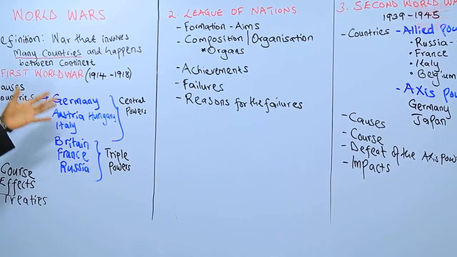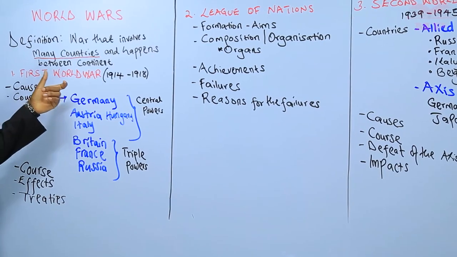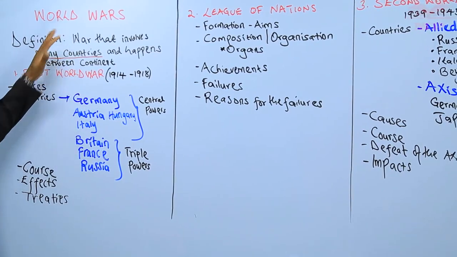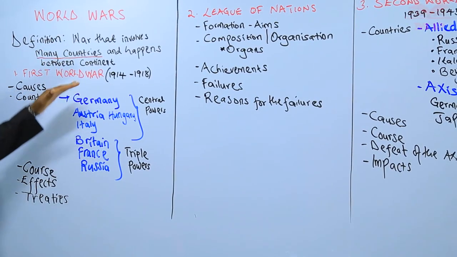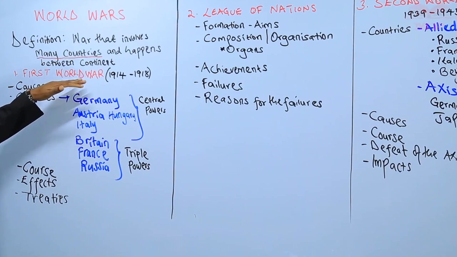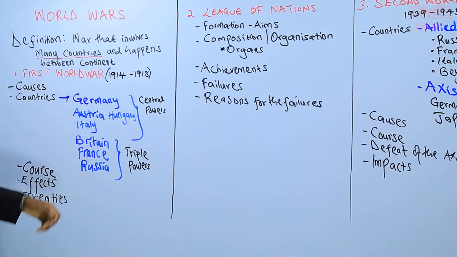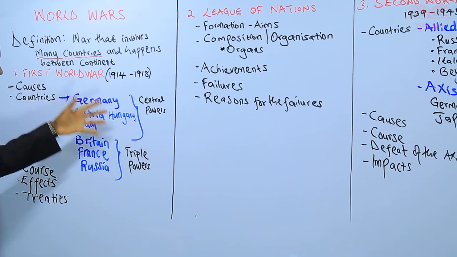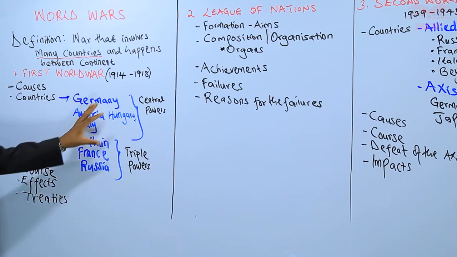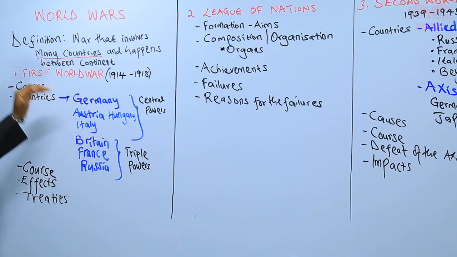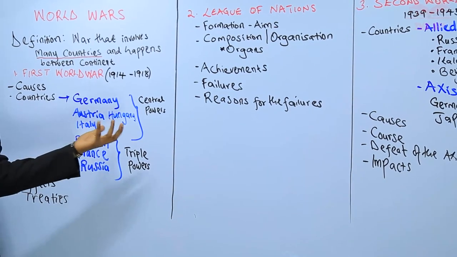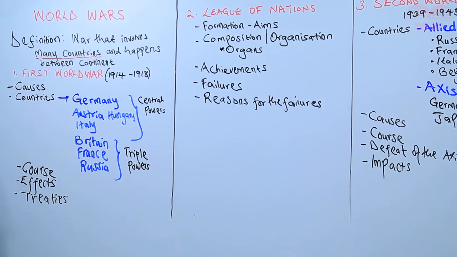We shall look at the First World War, and before that, we have already defined what a world war is. Then we shall look at which countries took part in the First World War, what were the causes of the First World War, how did they fight, and then what were the effects?